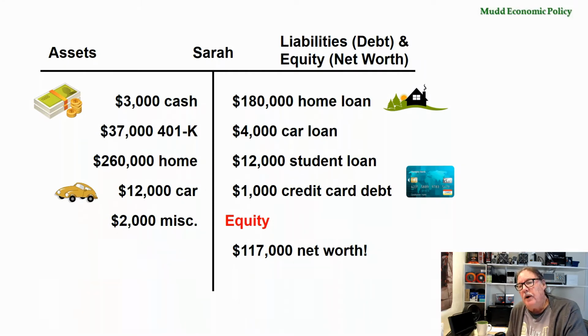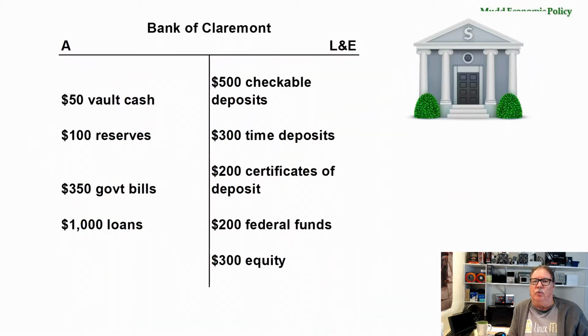Now we can also represent a bank in this way, and this is where we get closer to open market operations. There is no Bank of Claremont, but let's suppose there's a bank in Claremont called the Bank of Claremont. This is kind of what their accounts would look like in a T account. For one thing, on the asset side, they have what we call vault cash. We'll come back and explain that in a minute. And reserves, we'll also explain that.